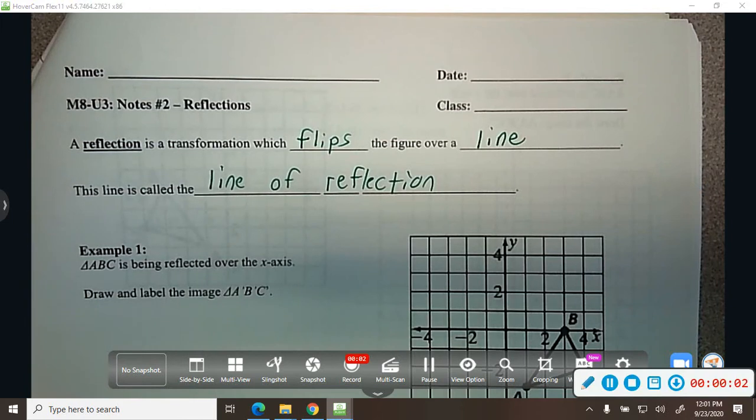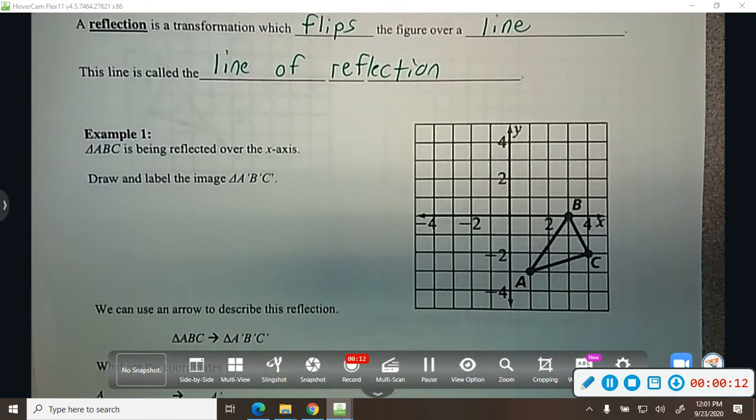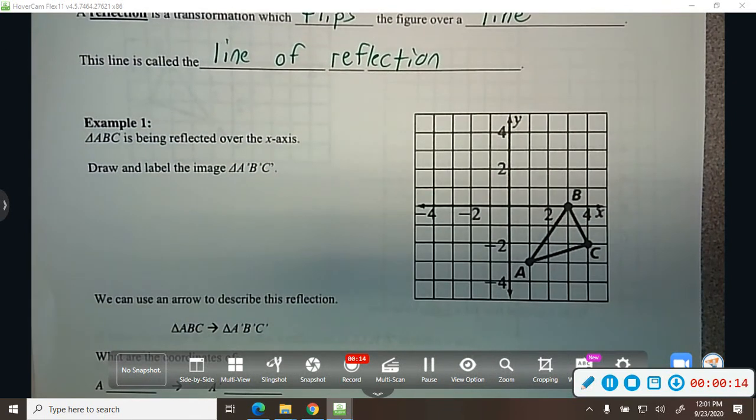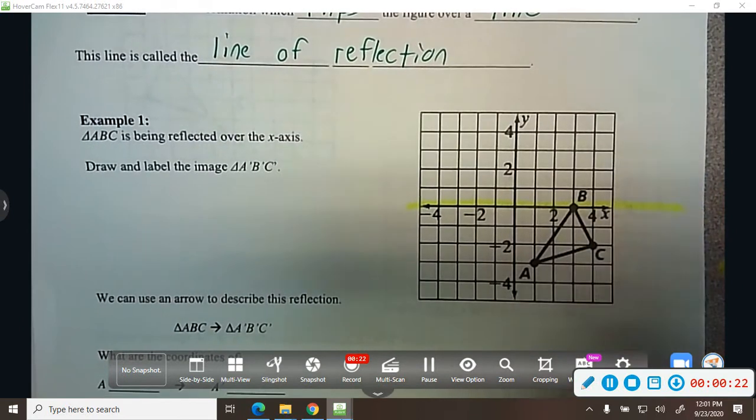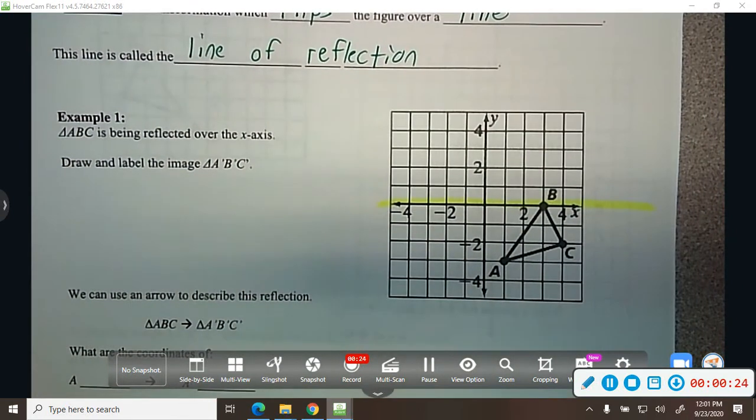So a reflection is a transformation which flips the figure over a line. This is called the line of reflection. So let's say I ask you to flip triangle ABC over the x-axis. So which one's the x-axis? I'm going to highlight it. Here we go. And you're going to flip that over.